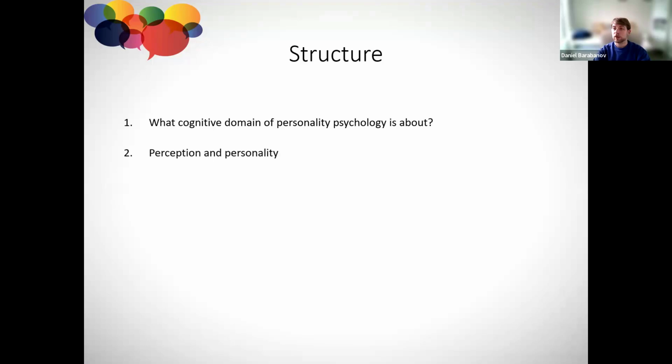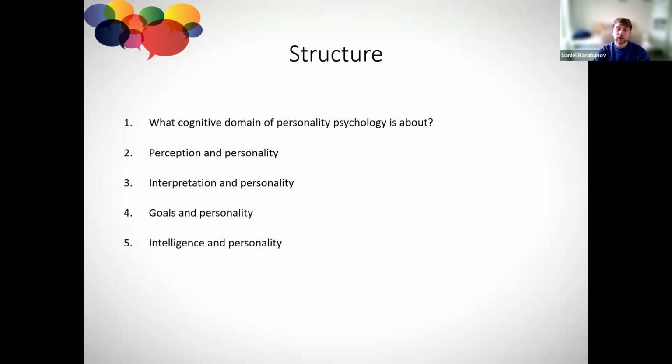How perception can be connected to personality characteristics, what is the link between them, how our interpretation of events around us influences our personality, how our goal-oriented behavior is connected with our personality, intelligence and personality. Intelligence is also one of maybe the most important factors determining our personality. Emotions and personality: happiness, anxiety, depression, and hostility.